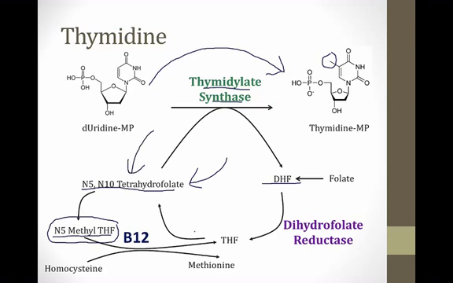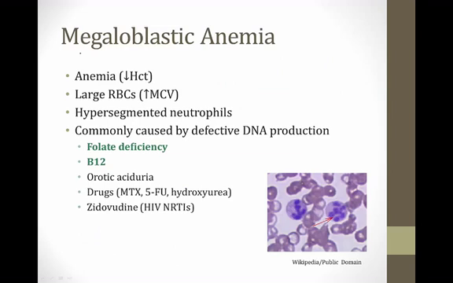When B12 regenerates tetrahydrofolate from N5-methyl tetrahydrofolate, it converts homocysteine into methionine. Therefore, a deficiency of either vitamin results in high levels of homocysteine. So if you are deficient in either vitamin B12 or folate, you will be unable to synthesize thymidine. And because thymidine is necessary for DNA synthesis, this means you will have ineffective synthesis of DNA. And when you have ineffective synthesis of DNA, the clinical syndrome that develops is called a megaloblastic anemia.